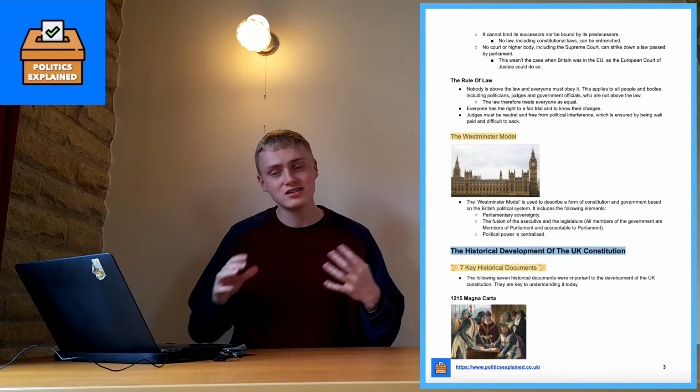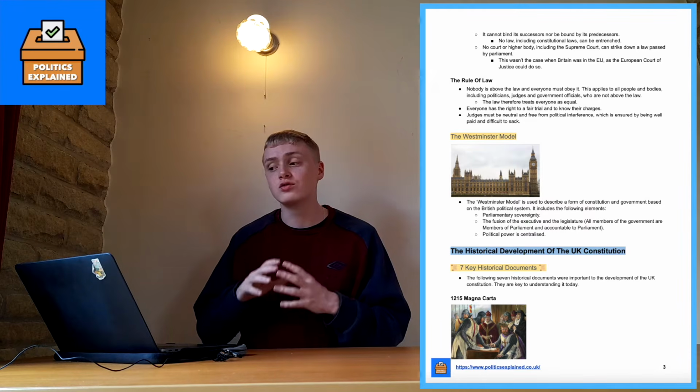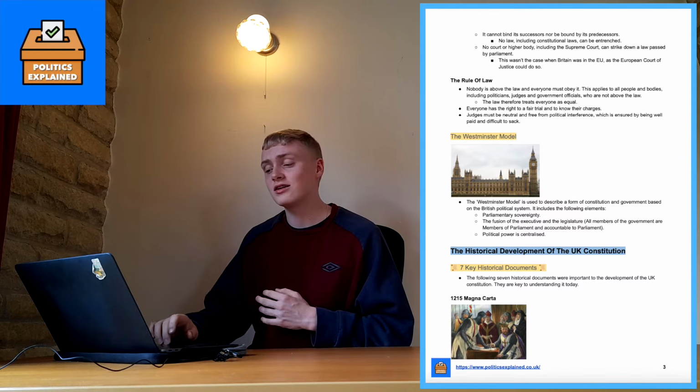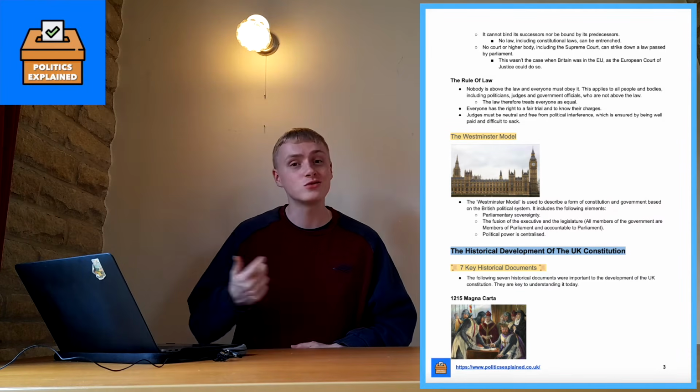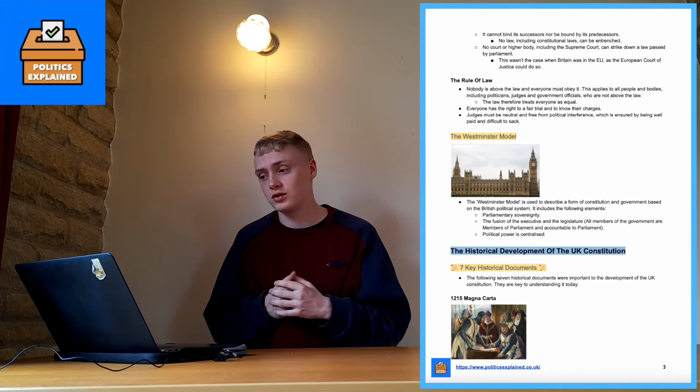So yeah, that's everything in terms of the nature of the UK Constitution. What I'm going to go through next is the historical development of the Constitution. There are 7 key historical documents that are really useful to understanding this historical development, and were really important to the development of the UK Constitution.